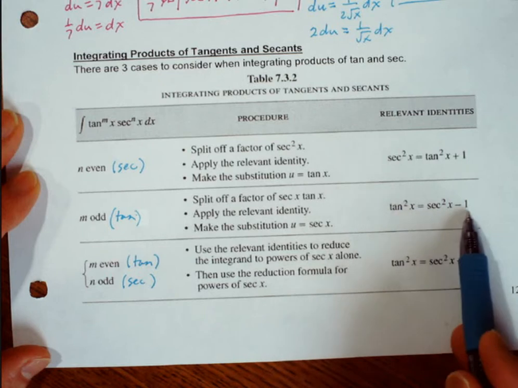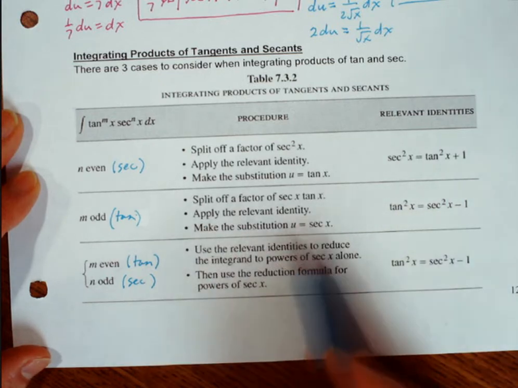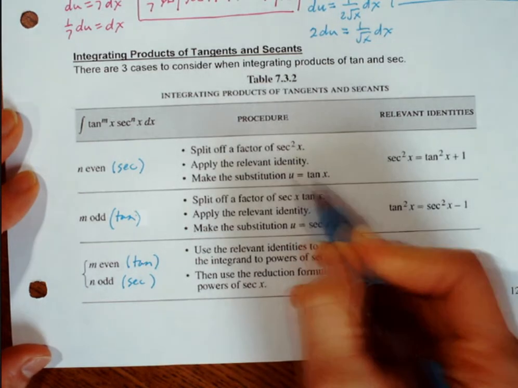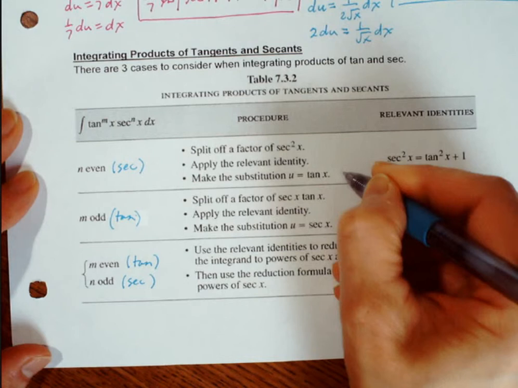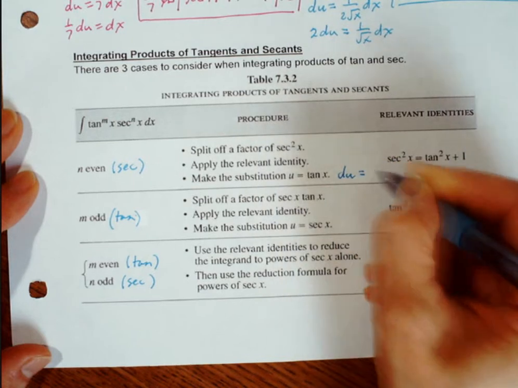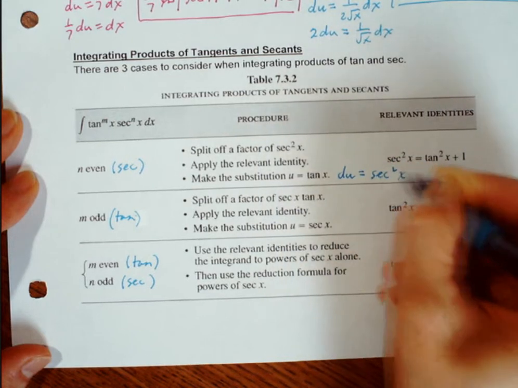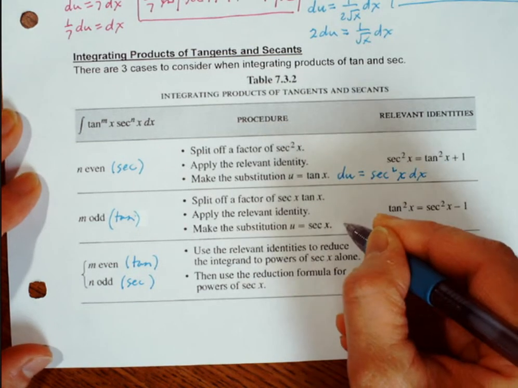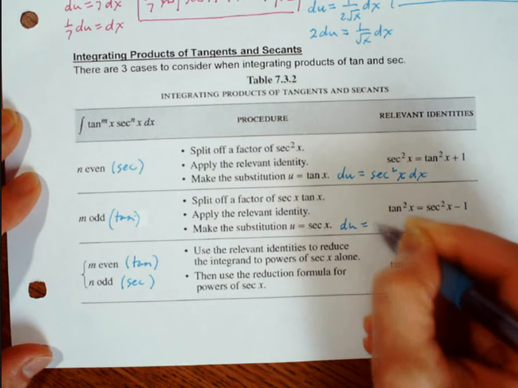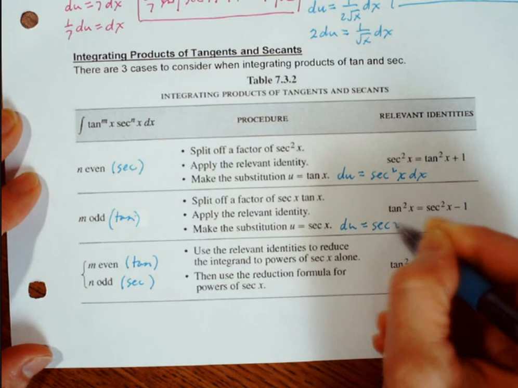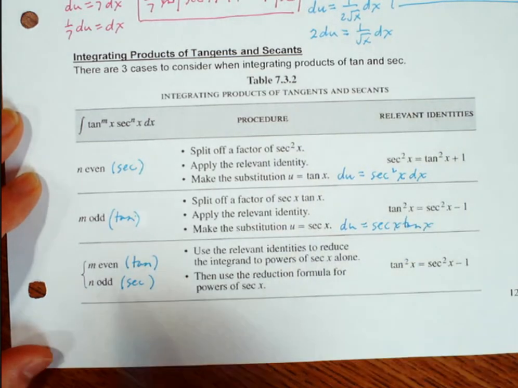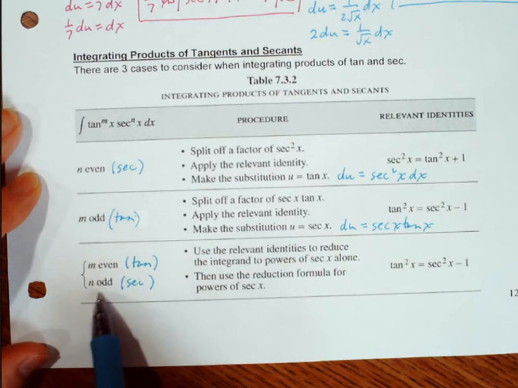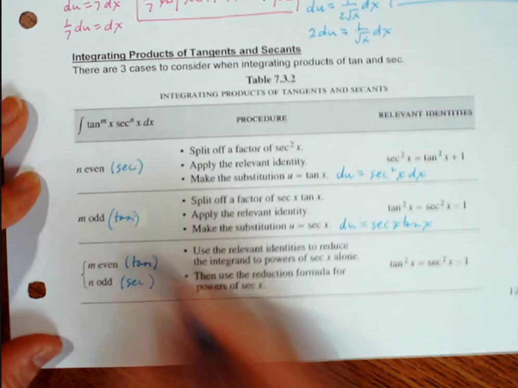So you can make the substitution of u is equal to secant of x. For this first one, u is equal to tangent of x, you can see that du will come out to secant squared of x dx. And then for this one, when u is equal to secant of x, then du is equal to secant of x tangent of x. Now this third case of tangent being even and secant being odd, we are not going to cover that, so you could just X that out.